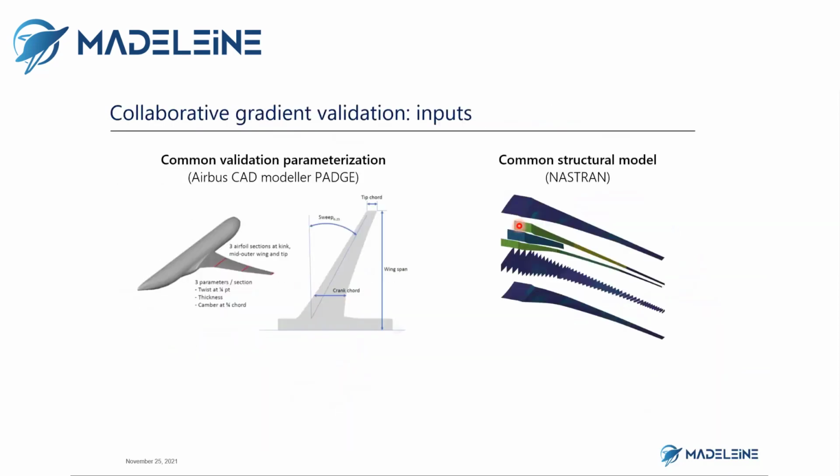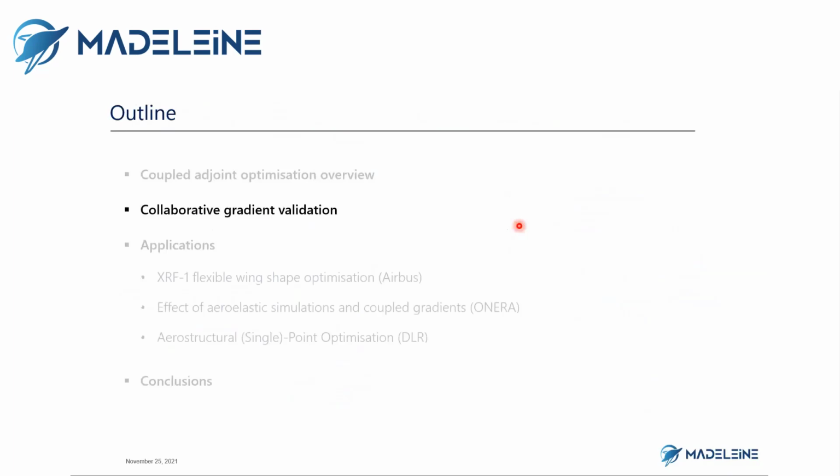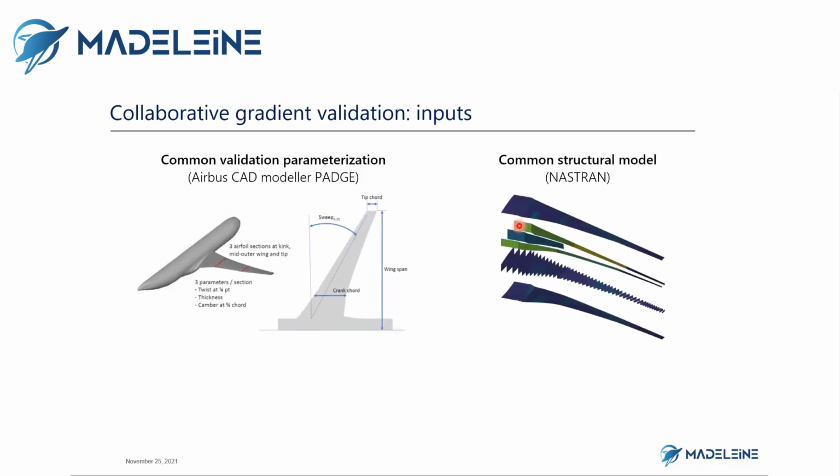Okay, so before tackling complex applications, we decided to perform a collaborative validation of our coupled adjoint implementations, both with respect to the finite difference method, but also to perform a cross comparison of coupled adjoint derivatives between partners. For this purpose, we devised a common validation test case on a simplified configuration of the XRF1 aircraft. As you can see on the left-hand side, only a wing body configuration. And we tried as much as possible to rely on common inputs to minimize differences between the different partners.